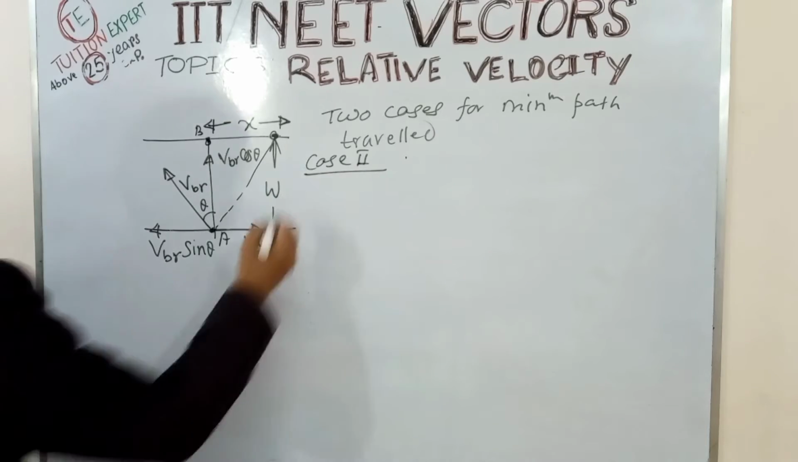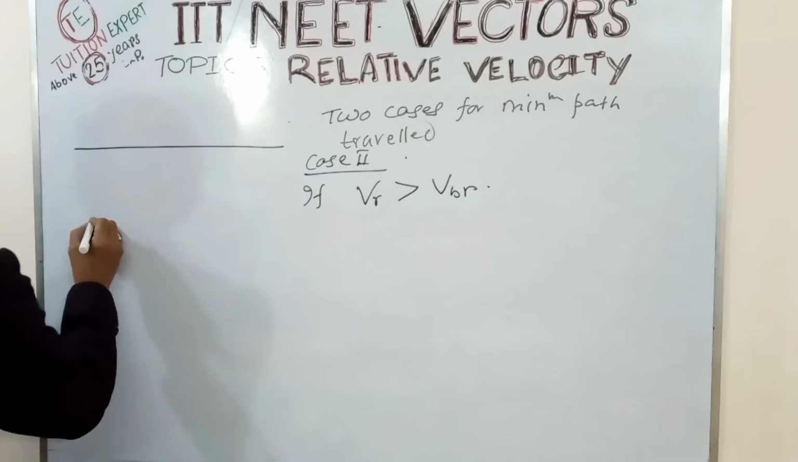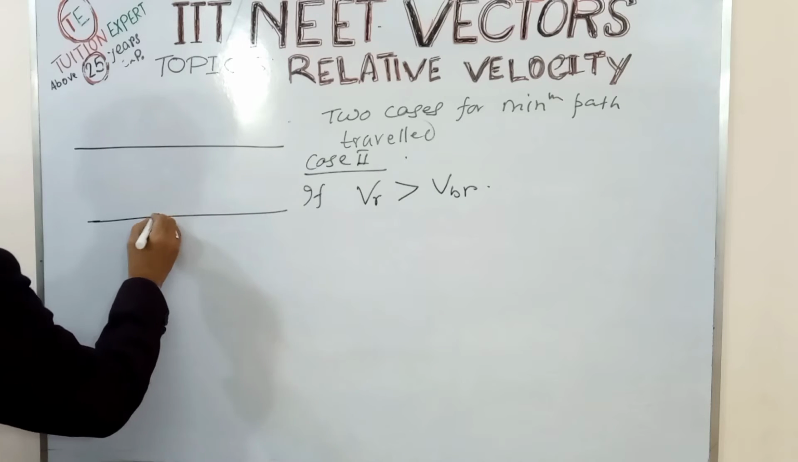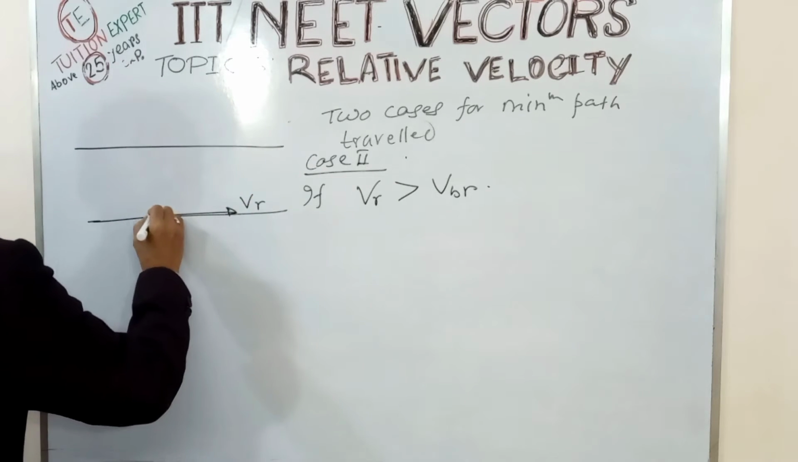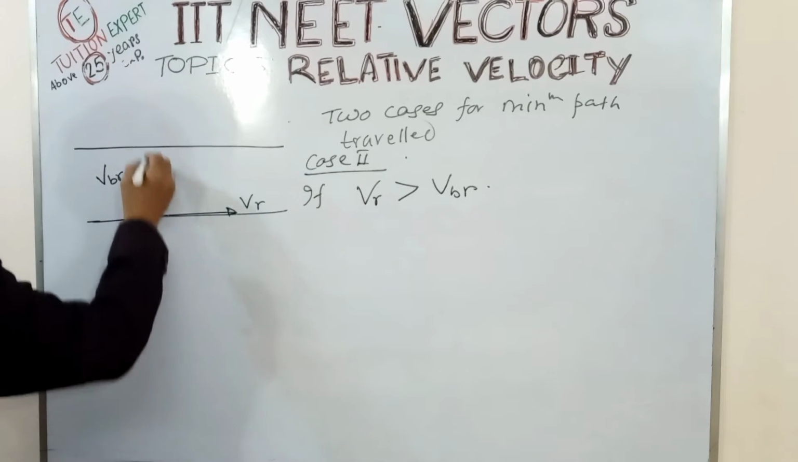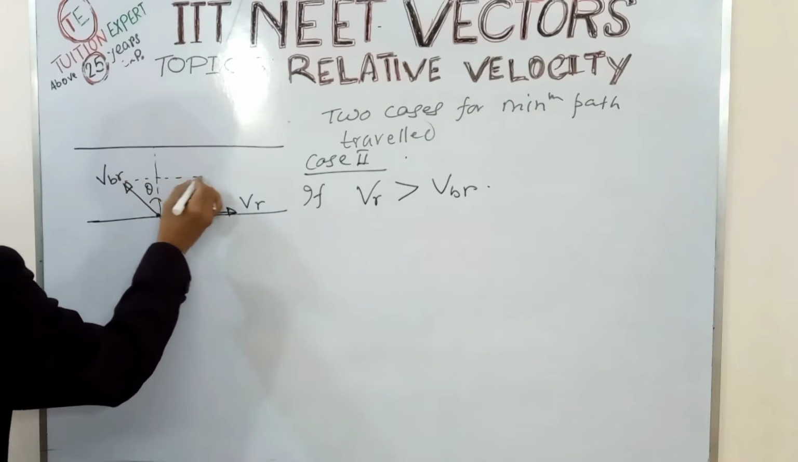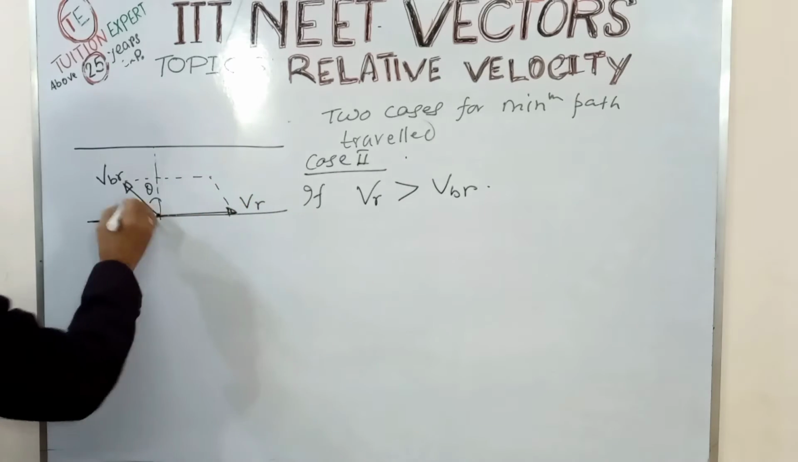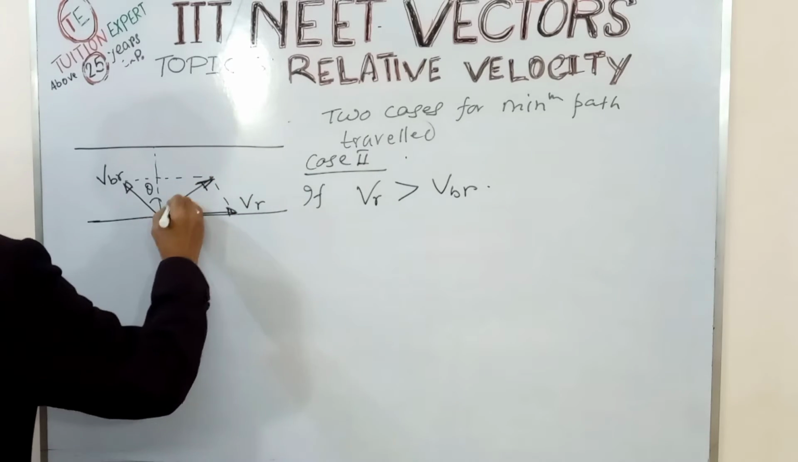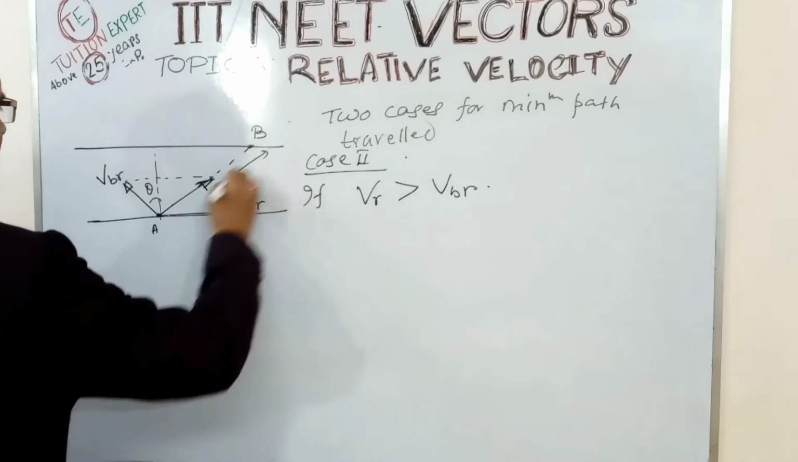Now case 2, if vr is greater than vbr. Suppose this is vr and this is vbr, and this angle is theta. If we draw the parallelogram, then what is the resultant of this and this? This resultant will be in this direction, so the boatman reaches at that point. So now the path traveled by the boatman is this.